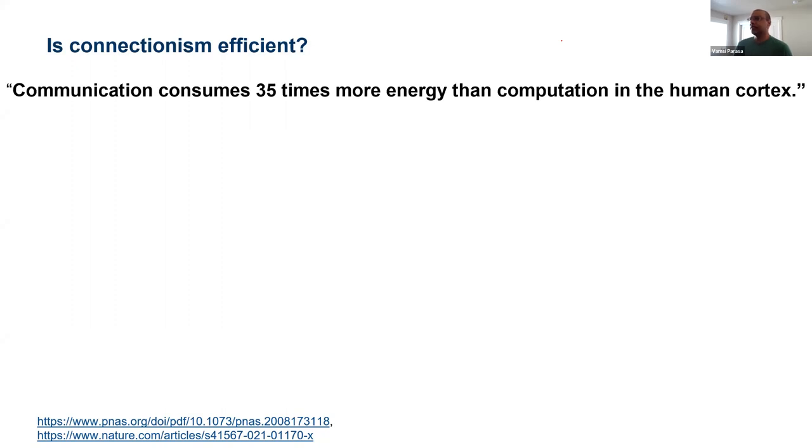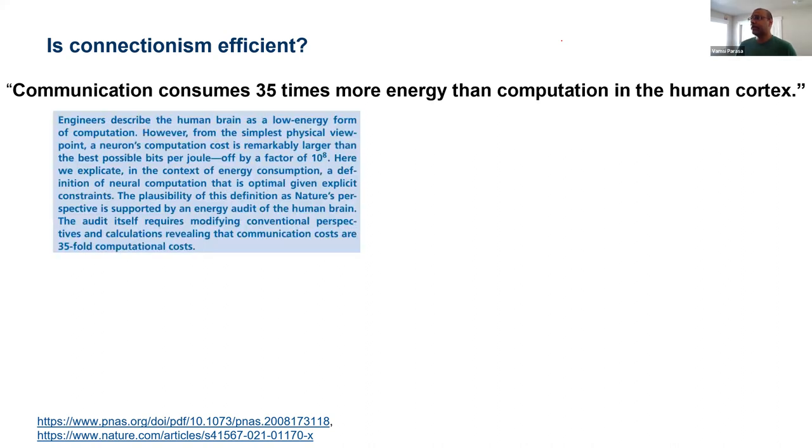But this paper shows that the communication in the brain is 35 times more expensive than just the computation. And even the computation of the brain, the bits per joule for an individual neuron, is 10 to the 8 times that of the theoretical minimum, the Landauer limit. So the brain is really energy efficient compared to many of the devices we know, but it is still theoretically possible to do better than the brain. And the scientific community is always looking for ways to improve the energy efficiency.